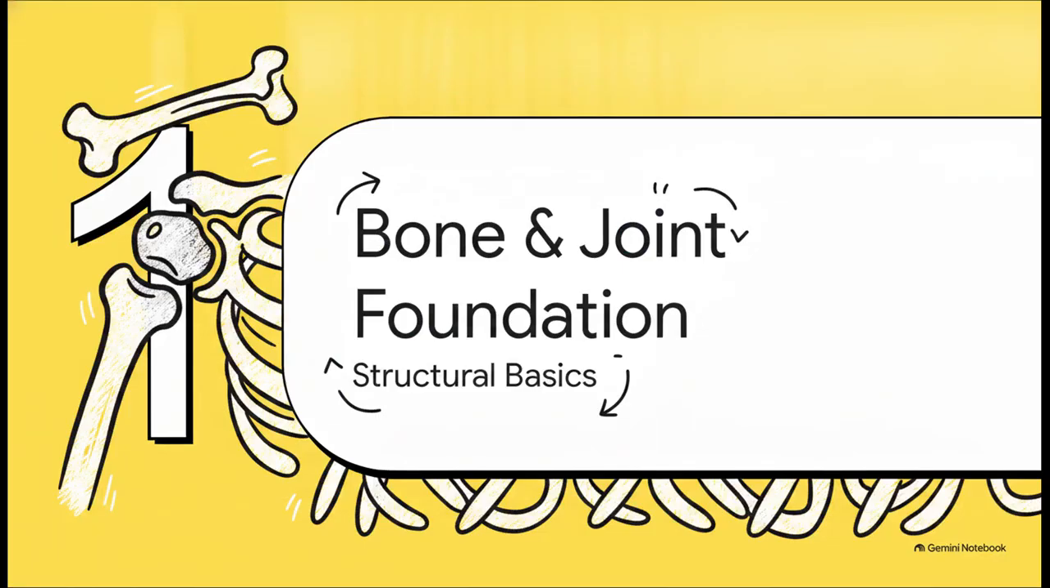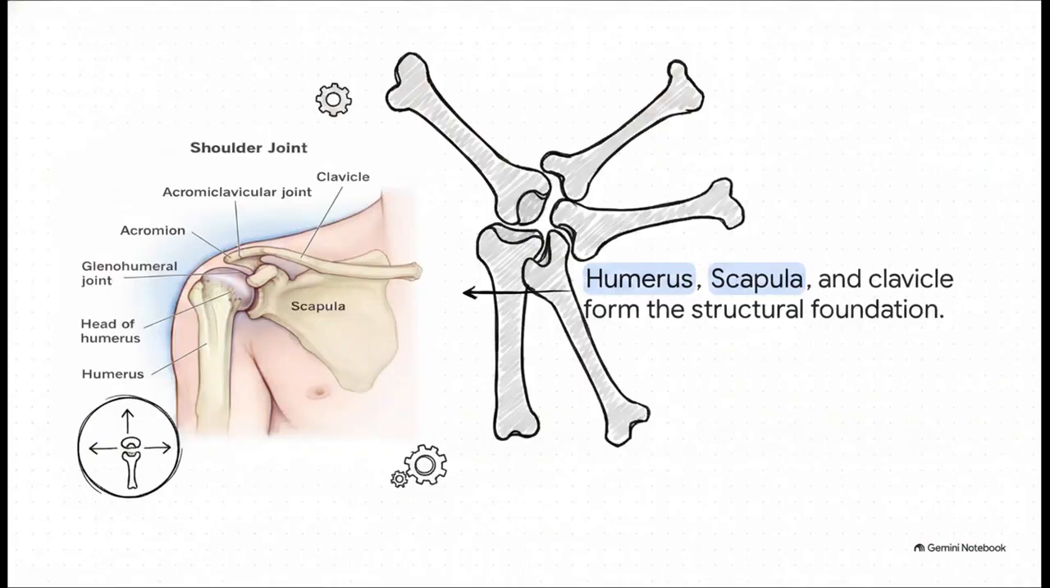Our structural basics, the bone and joint foundation. To truly understand what a surgeon is modifying in the OR, we have to start right at the skeletal level. The shoulder joint is fundamentally a ball-and-socket synovial joint, and it's built upon the convergence of 3 primary intersecting bones: the humerus, the scapula, and the clavicle. Understanding exactly how these 3 pieces come together in 3-dimensional space is your first step to visualizing any arthroscopic procedure.